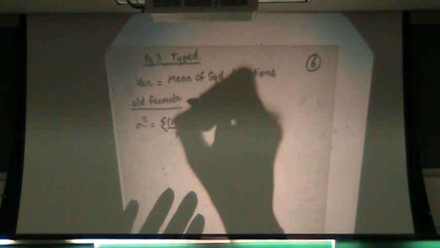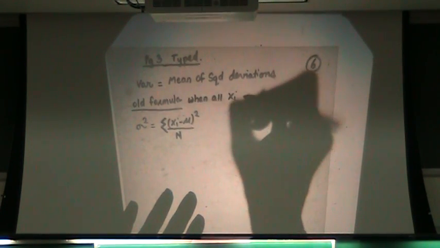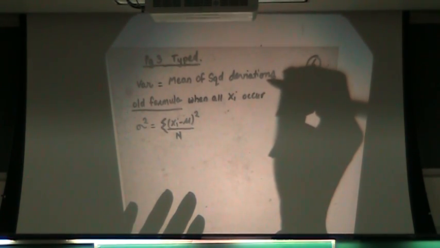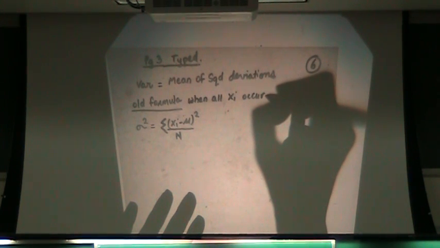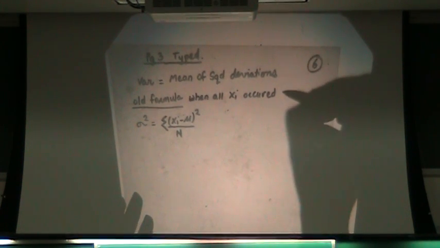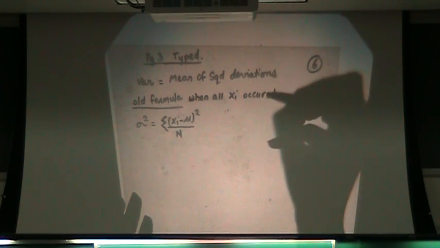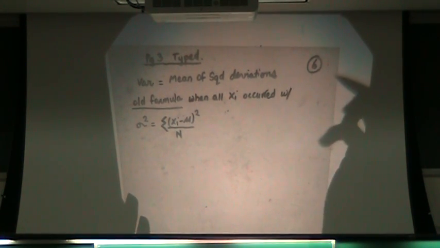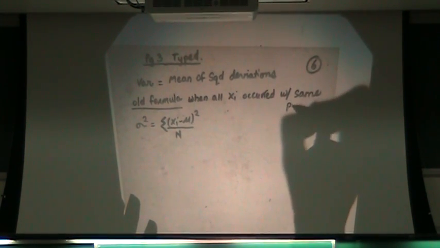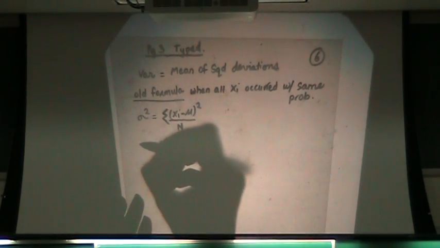This was my old formula when all xi occurred, how do you spell occurred? Two R's? Does that look right? Two R's. Occurred. When all the xi's occurred with the same probability. This was the case, right?